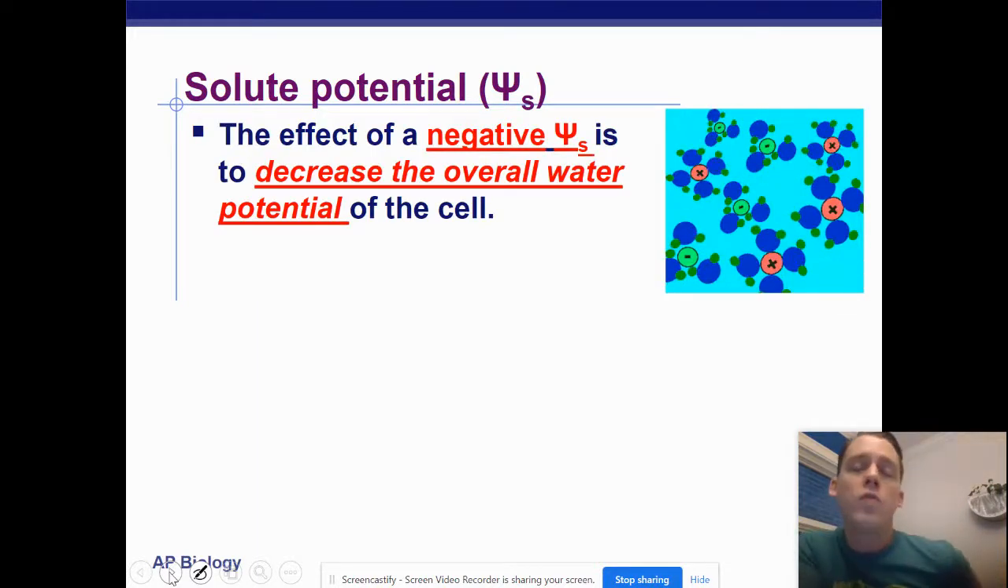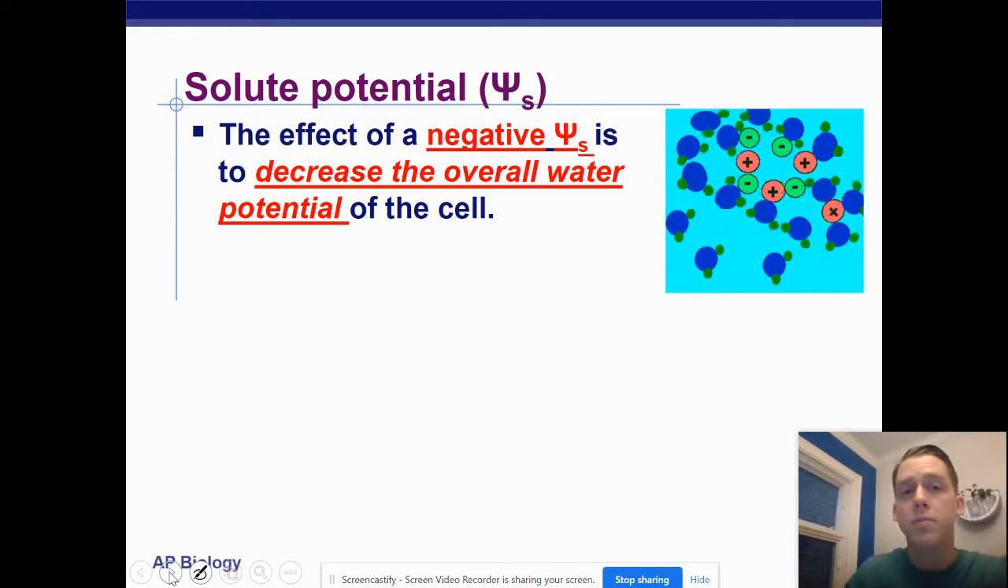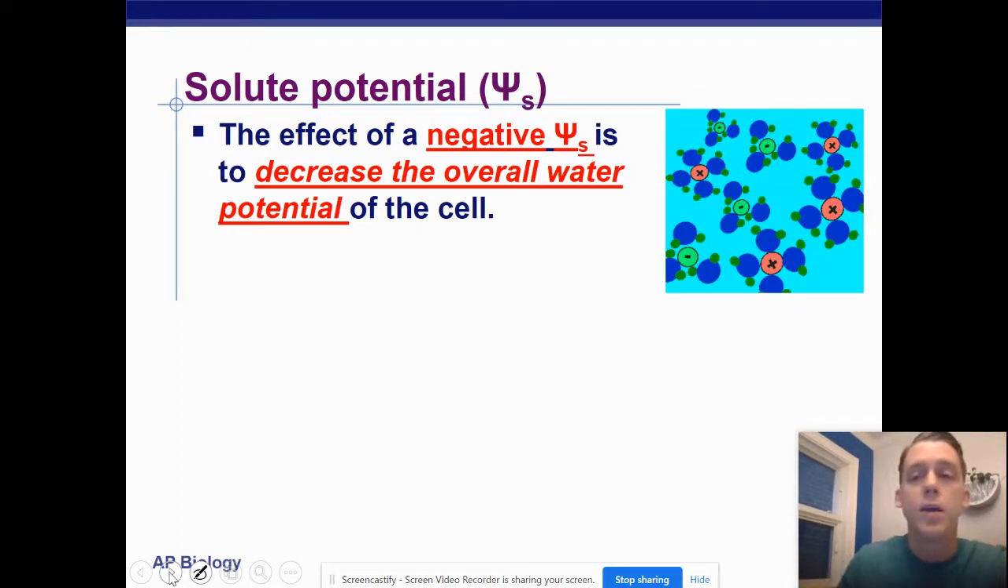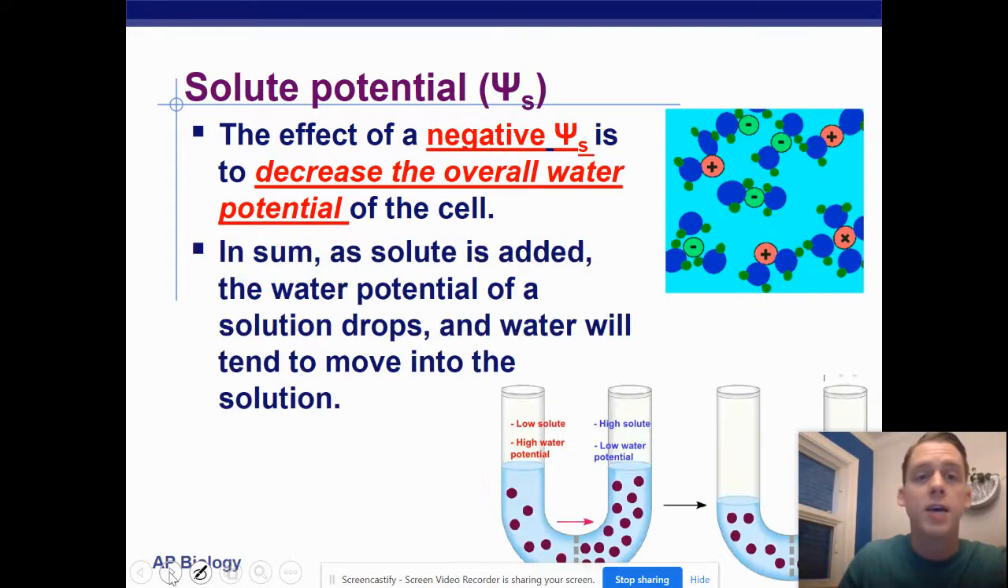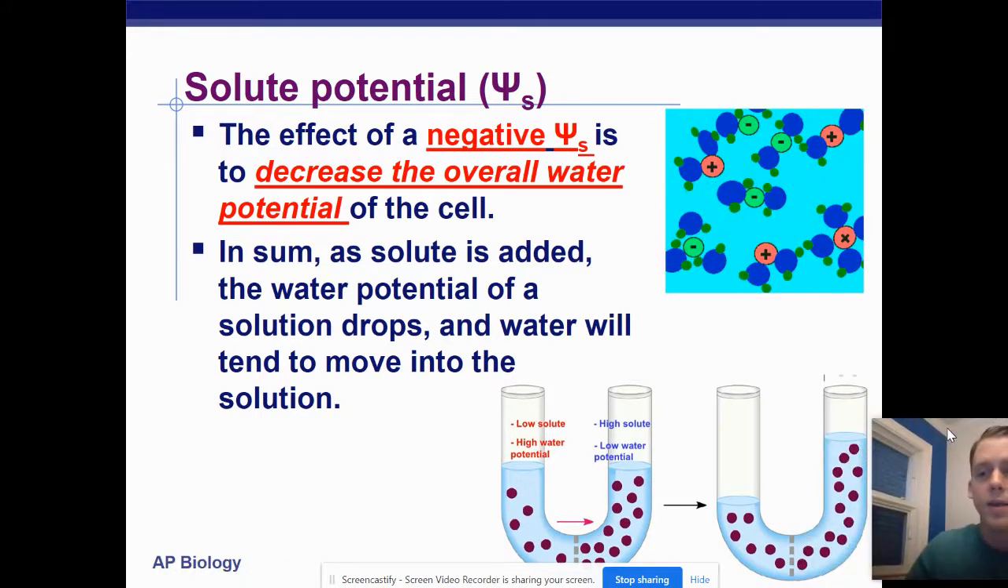All right, so overall, when you add solute, you are decreasing the water potential. So that's the effect. When you pour something that isn't water into water, the solute potential goes down. So basically what that means is that when solute is added, the water potential drops, and water will tend to move into that solution. Remember, water is going high to low. So let's look at this as an example.